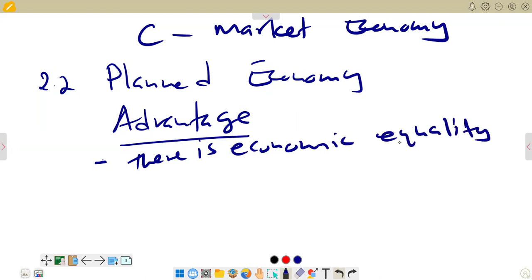By economic equality, we are saying we are not going to see a situation where we have the poorest people and the richest people. Since in the planned economy we've got government interference, the government tries to redistribute income from the rich to the poor, mainly through taxation, whereby they tax the high income earners and then redistribute the income to the low income earners. In that sense, there's redistribution of income and economic equality is achieved. So that is what we have in terms of advantages of a planned economy.